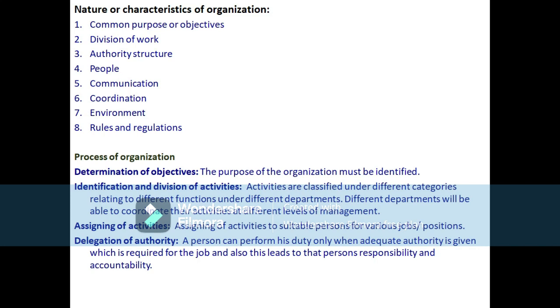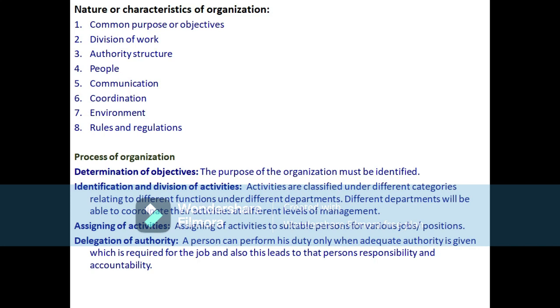Why? Because division of work means the work is divided into small tasks, and whenever a person is repeatedly doing the same work, definitely he will be specialized in that particular work. So by division of work we will see the benefit of specialization also, right?